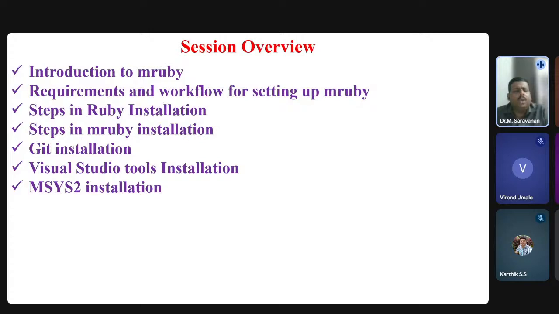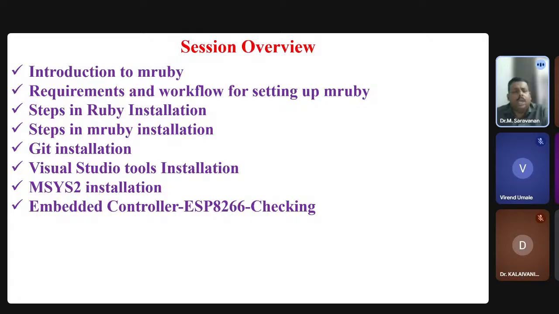The next one, very important. We go for mRuby because of minimum system requirement and lightweight model. So this MSys2, that is minimum system requirement, is very important for compiling. So we will see about this one step by step procedure.